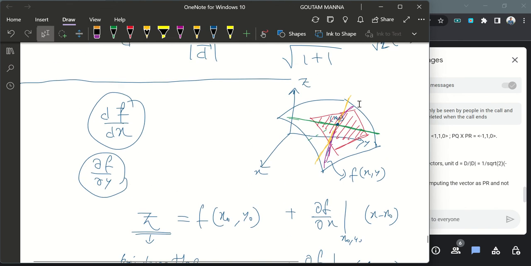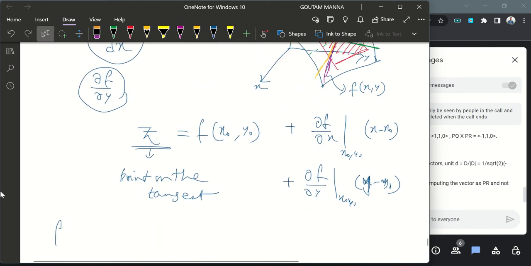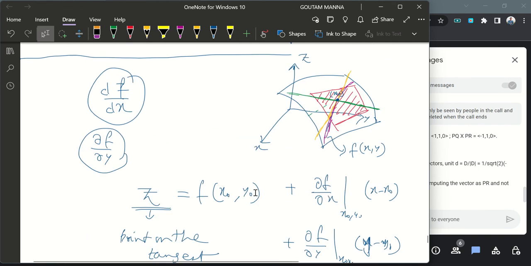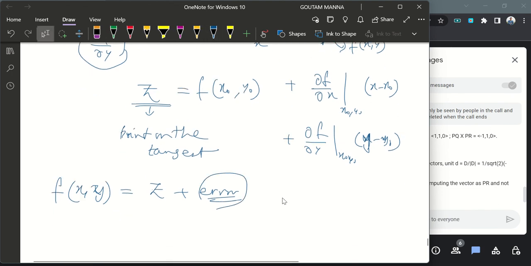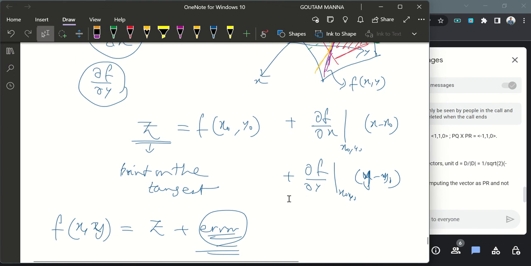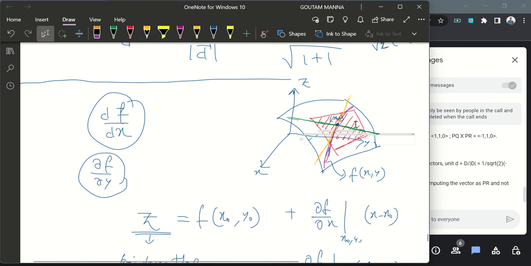So now as you are taking the limit, you are not at this point, you are going towards this point along this curve. So in that case, if you look at any point on this curve which is near to this x0 y0 point, that is f of x y, that will be z plus some error. So this is the error he's talking about in this class. The error is coming because z is on the tangent plane, it is not on this curve, this surface.